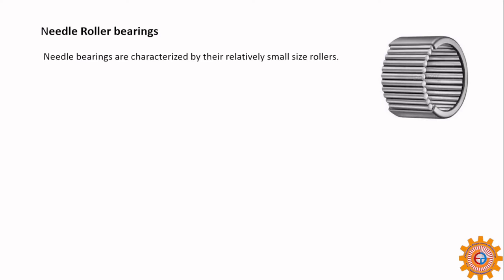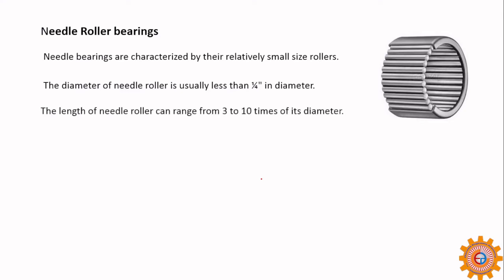Needle roller bearings are very precision-type bearings, characterized by needle-like rollers. The diameter of the needle roller is usually less than 1/4 inch, around 6 mm. The length of the needle roller can be from 3 to 10 times its diameter.